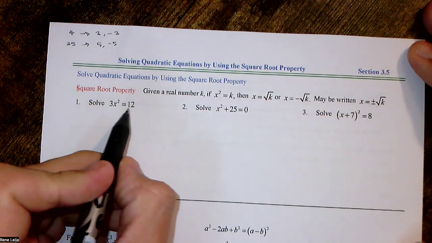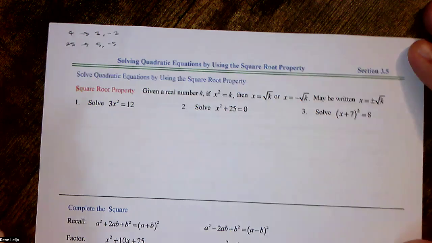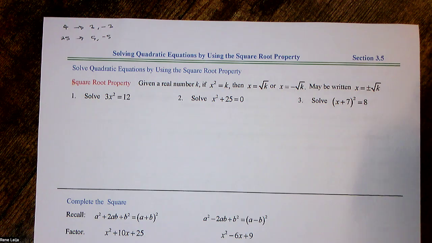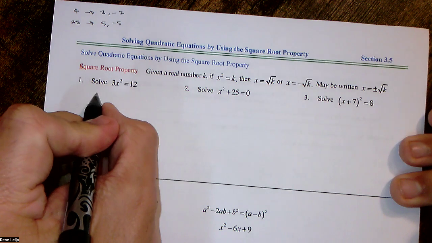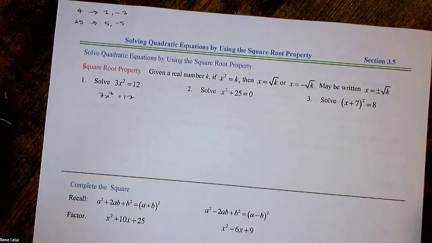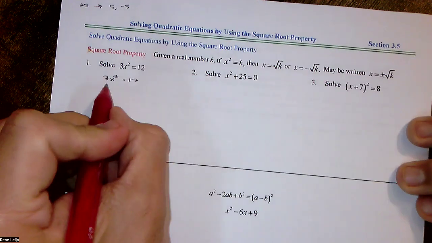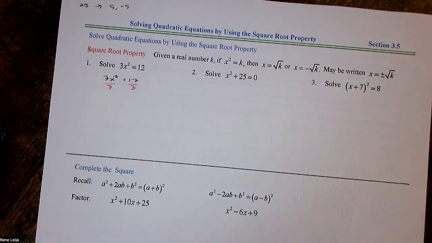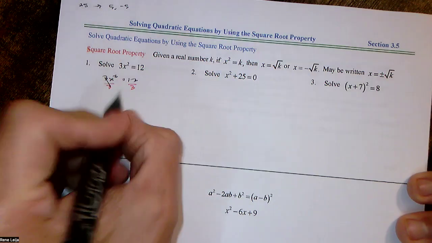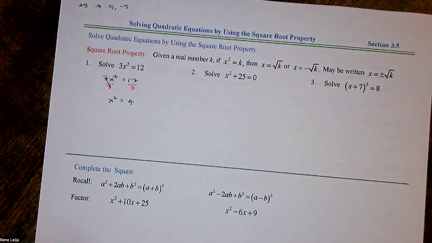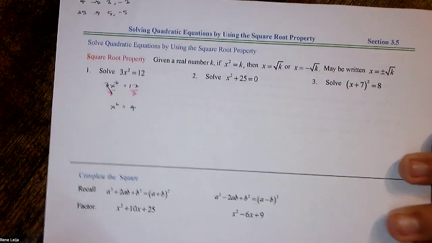So 3x squared equals 12. My x squared term is not isolated. It's not by itself, but that's an easy fix. All I have to do to get my x squared by itself is just divide both sides by 3. So then we get x squared equals 4. Now my x squared is isolated.